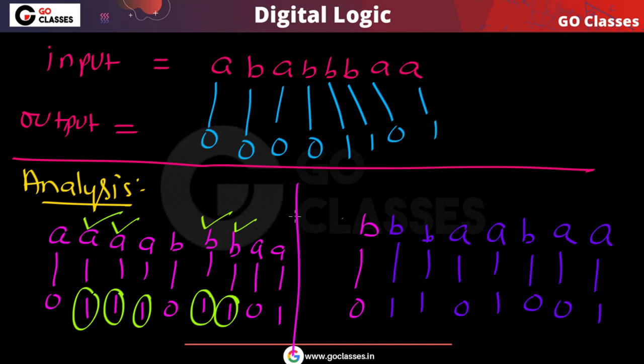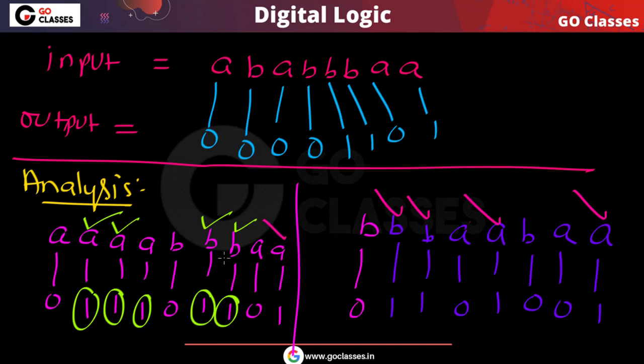Now here you can notice, first occurrence of B, output is 0. Second occurrence of B, output is 1. Next occurrence of B, output is 1. This is the first occurrence of A, so output is 0. This is the second occurrence of A, so output is 1. Now this is again the first occurrence of B, so output is 0. Now this is again the first occurrence of A, so output is 0. This is the second occurrence of A, so output is 1.